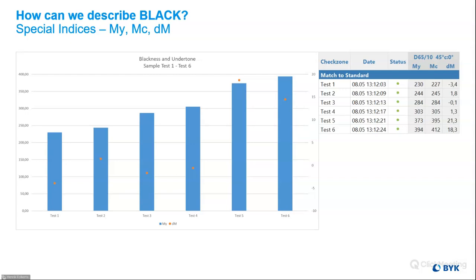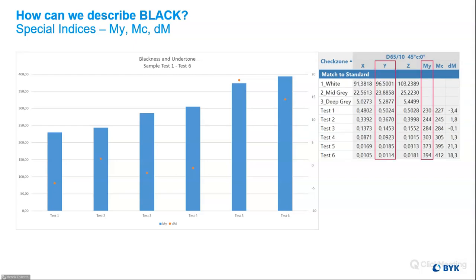And now in this table, you can relate the reflection value Y, for example, to the MY. You see here we also add a white, a mid-gray, and a deep gray, and you get no calculation for a white or a mid-gray or for a deep gray. The blackness indices are only for the deepest black colors.